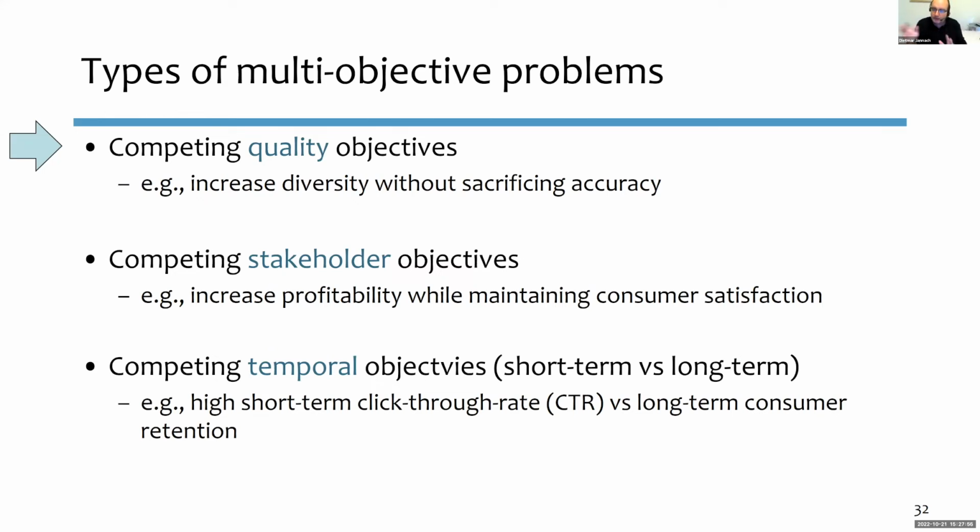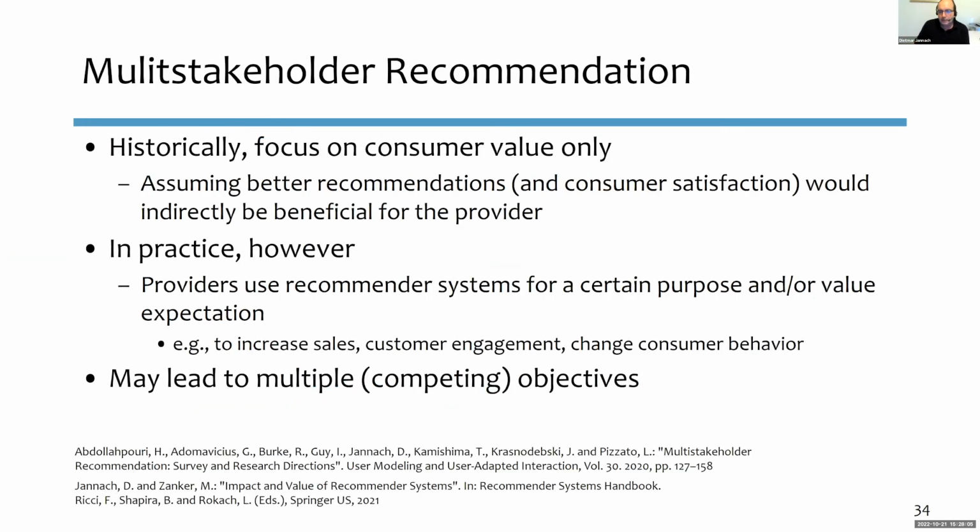So the first one was like different quality things. Now the others will be a bit shorter. So we have competing stakeholder objectives. And again, from the historical perspective, it was really consumer value. So we say implicitly, if we have better, more relevant recommendations, then this would lead to higher consumer satisfaction. And this is in the end good for the provider because they purchase more, they come more often.